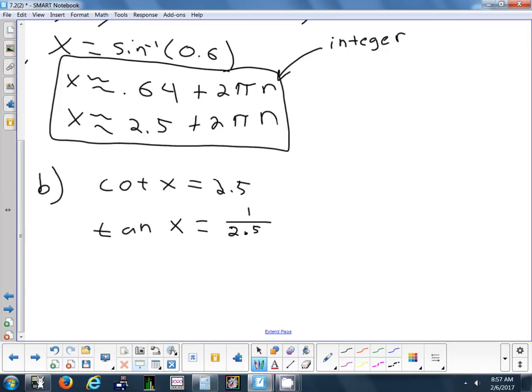Now I have a problem I can solve just like the last one. Okay? I've converted it to a trig function that I have a button for on the calculator. So Kayla, what would I do on each side here? The inverse tangent. Yep, take the inverse tangent.